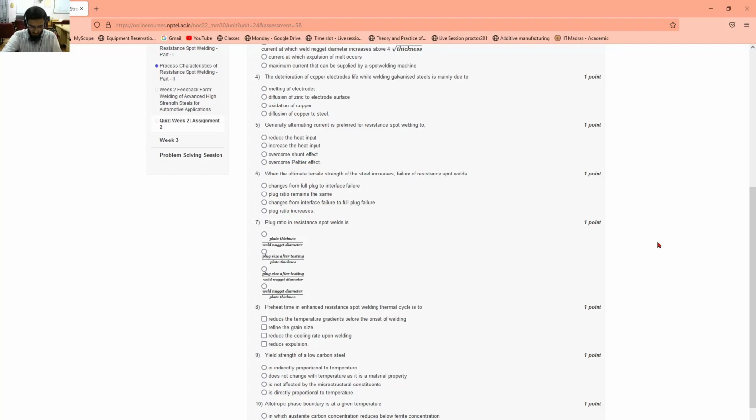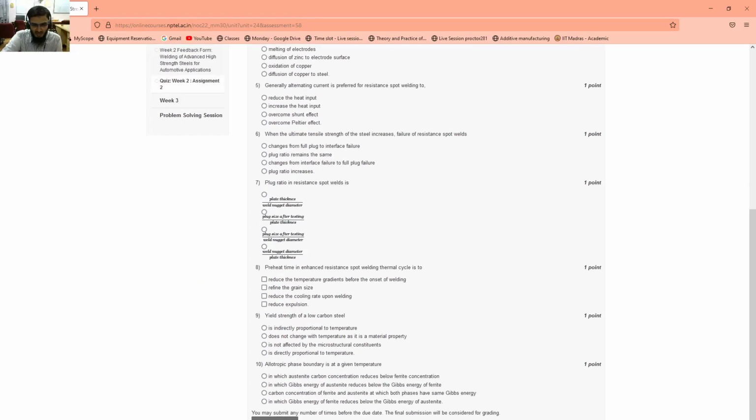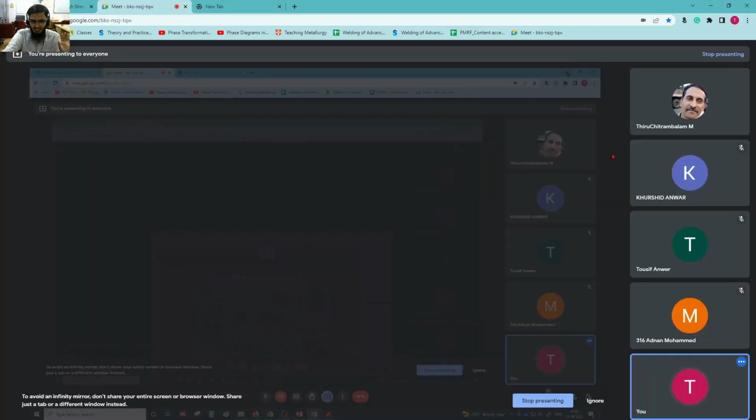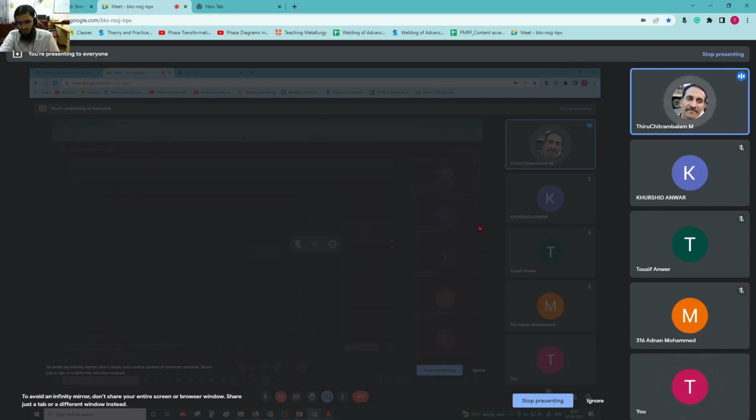So I will give you the hint. I will not tell you the answer, sir. You have to refer to this particular slide. Wherever in the video sir was explaining this, just go and re-listen to this particular slide, which relates the strength of the sample and the plug size, full plug to the complete failure. So you will solve it. You will get it right. Yeah, it is obvious. So as it increases, it goes from full plug to interface failure. Just go and read it.